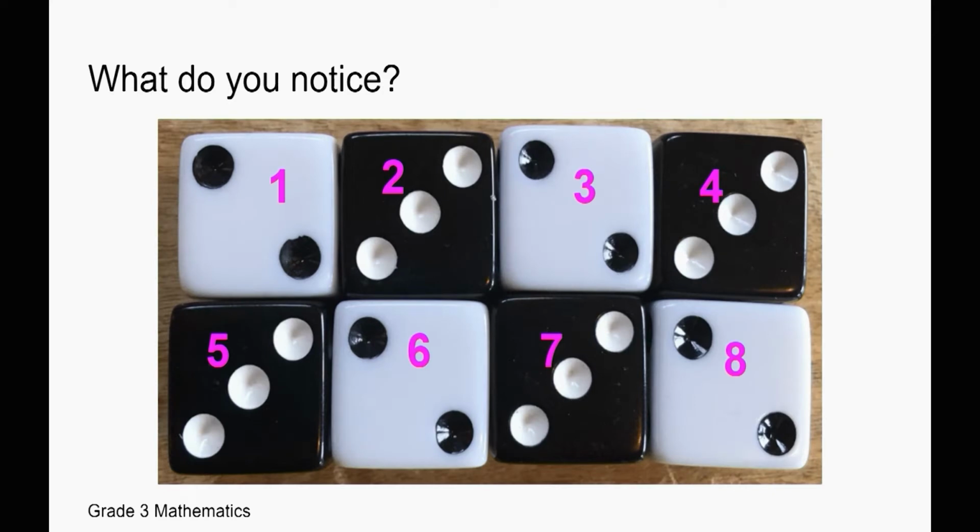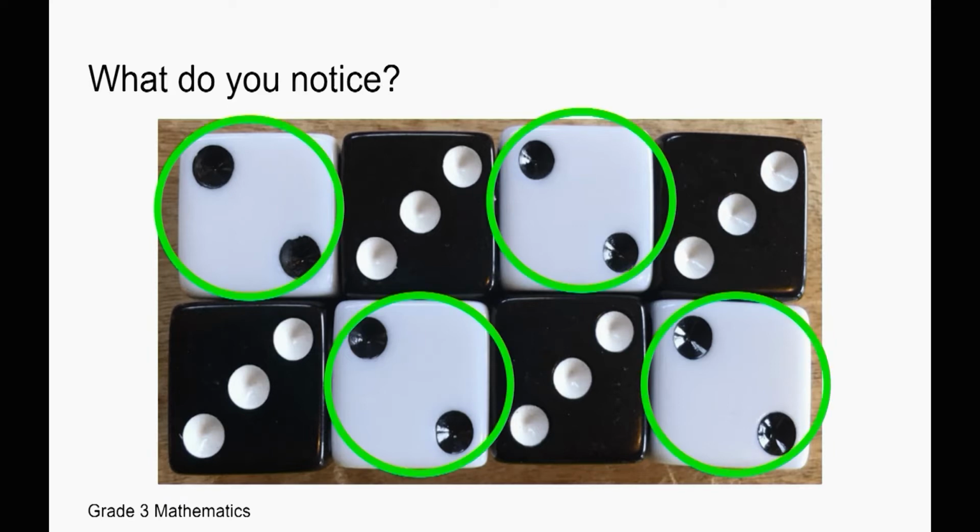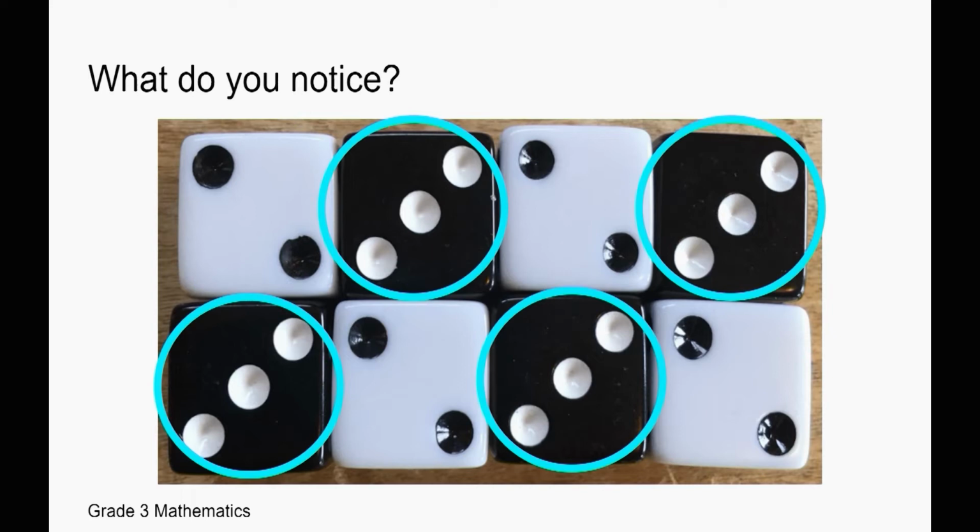Something else you may have noticed is that there are 8 dice altogether. There are 4 dice on the top and 4 dice on the bottom. We can also see that there are 4 2s, as well as 4 3s.